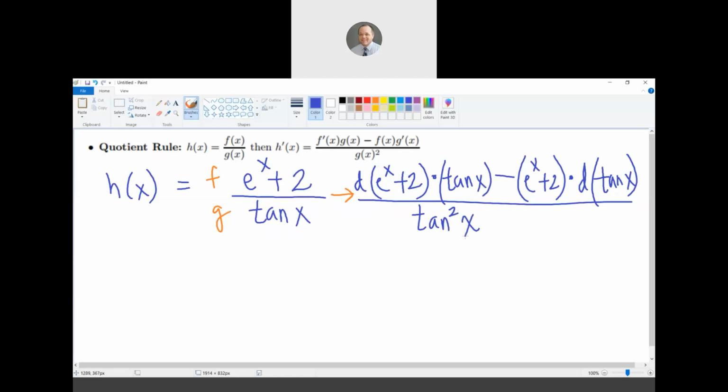Moving back to the front of our setup, let's take the derivative. The derivative of e to the x is still e to the x, and the derivative of 2 is 0. So we have e to the x times tangent x.